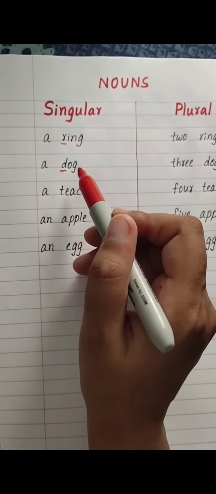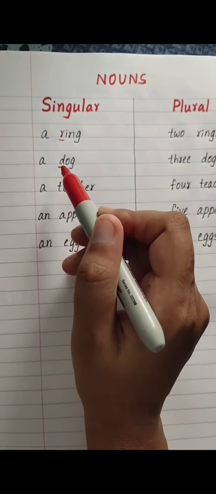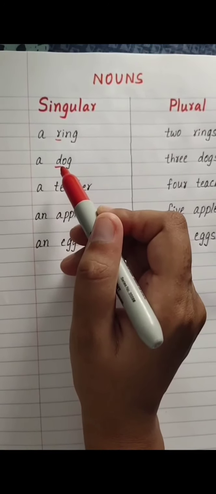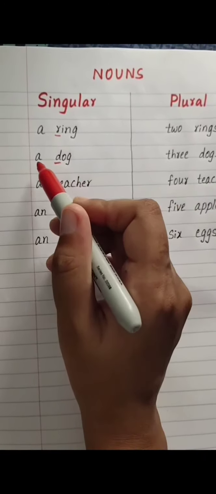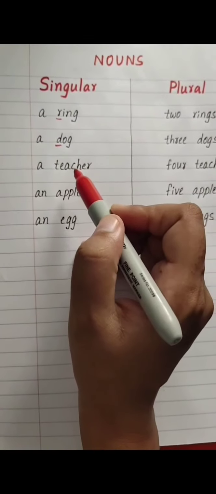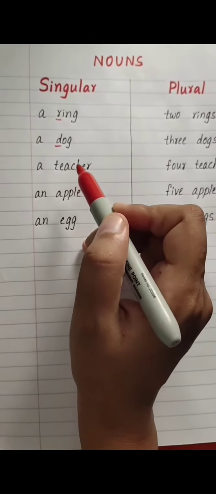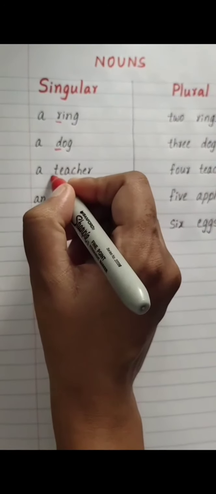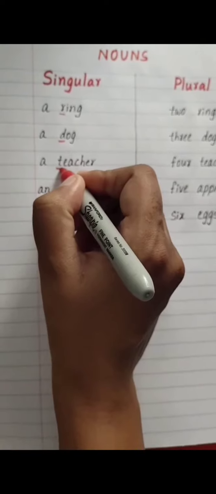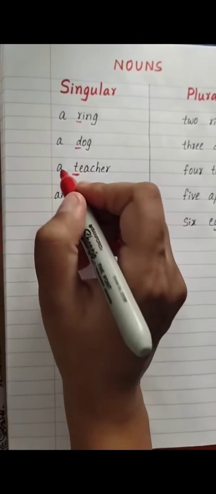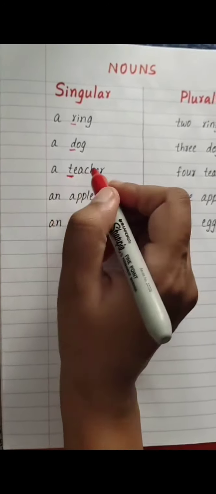And in this word, the first letter is D. D is consonant. So we have to use a. Next word, teacher. In this word also, first letter is consonant. So we have to use a. A teacher. Okay.